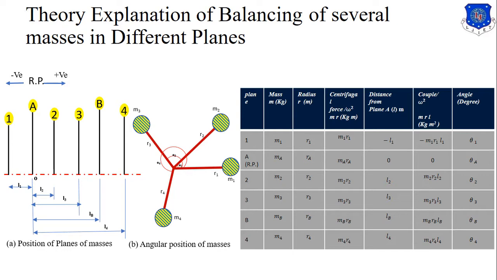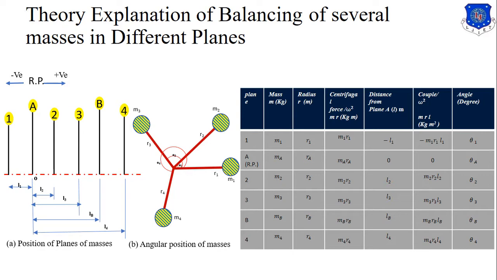Here the planes are 1, A, 2, 3, B and 4. Masses are M1, MA, M2, M3, MB and M4. Radii are R1, RA, R2, R3, RB and R4. And centrifugal forces, that is mass into radius, by omega square. So here we can write M1 R1, MA RA, M2 R2, M3 R3, MB RB, M4 R4.